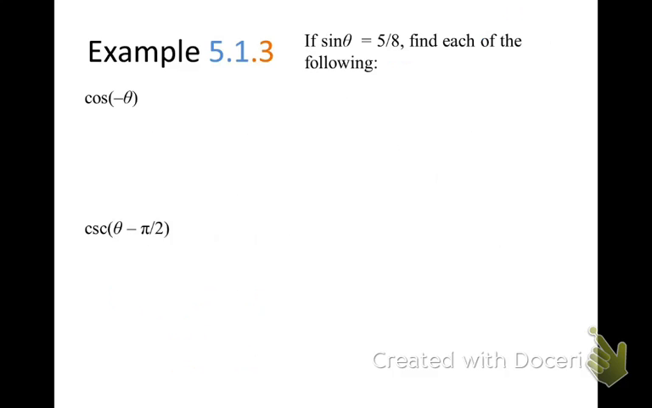Next example. This is where we want to use some of the new properties I told you. On the very first one, I want you to find the cosine of negative theta. Now this would be easy using the odd-even identities I gave you if you knew what the cosine of regular theta was. Based on the fact that the sine of theta is 5 over 8, can you find the cosine algebraically without a drawing? Which identity would you use with the sine to find the cosine?